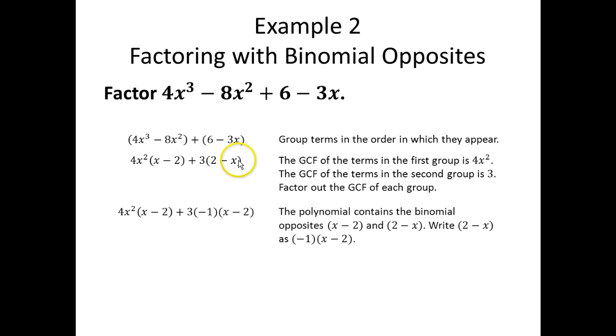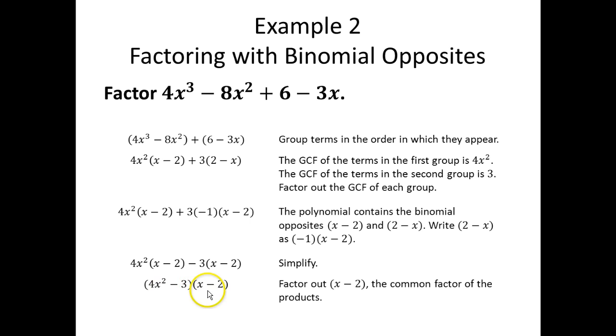So what that means is I can write this binomial, 2 minus x, as just negative 1 times x minus 2, since they're opposites. But now that I've done that, I just simplify, because 3 times negative 1 is negative 3. And now notice that these two terms have a common factor of x minus 2. Since I have a common factor of x minus 2, I can use the distributive property backwards once again, factor that x minus 2 out, and I'm left with the following product. So this polynomial we completely factored into this product here. So this polynomial has been completely factored at this point.